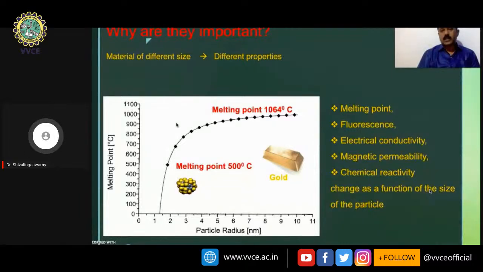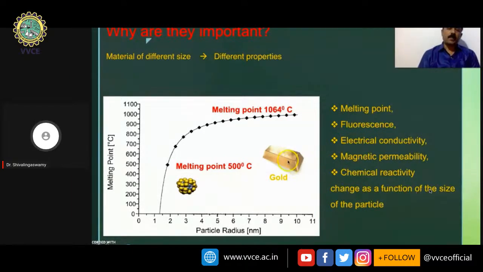Now the question is why these are important. Why are we talking so much about these nanostructures? It is because of the size. As I said, these nanostructures have size from 1 nanometer to 100 nanometer. What is special here? There are certain properties that depend on the size. They are called size dependent properties of the materials. For example, melting point or fluorescence, electrical conductivity, magnetic permeability, chemical reactivity. These things do change as a function of size of the particle.